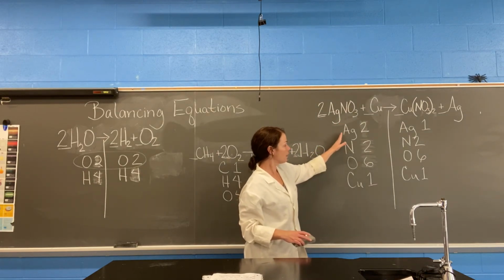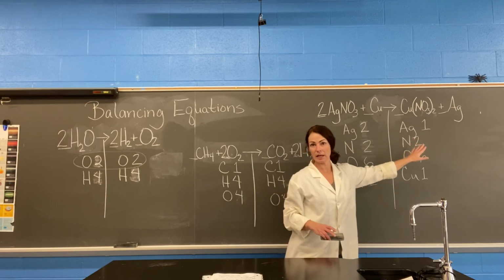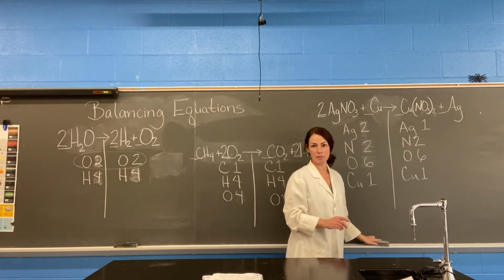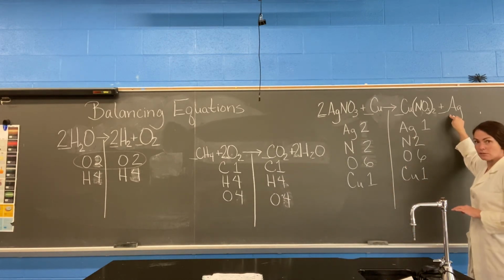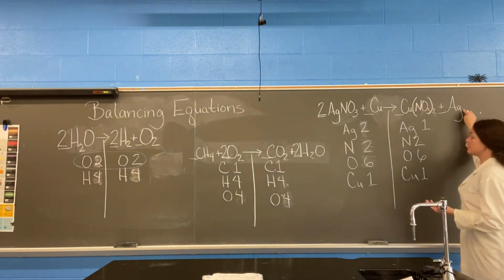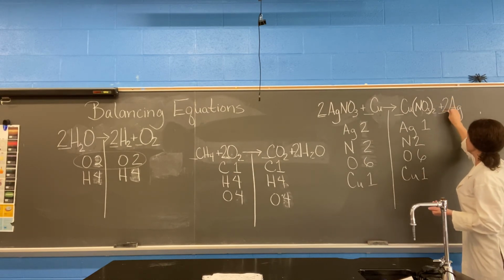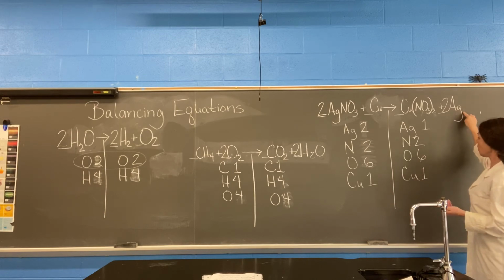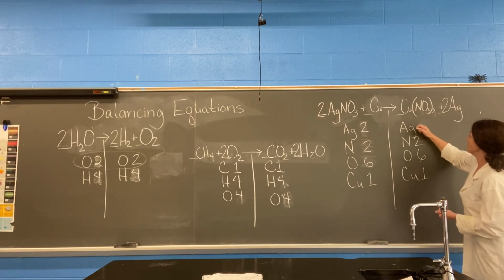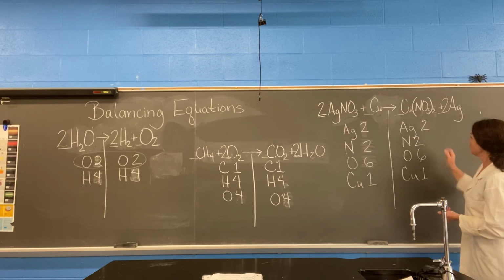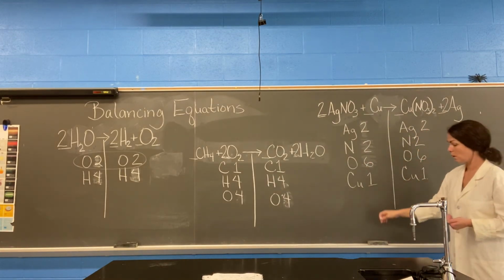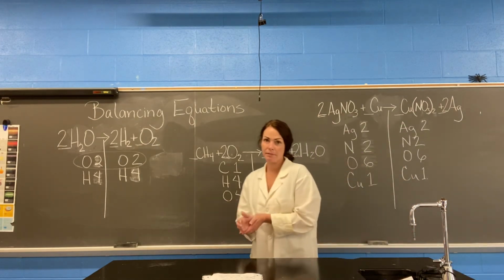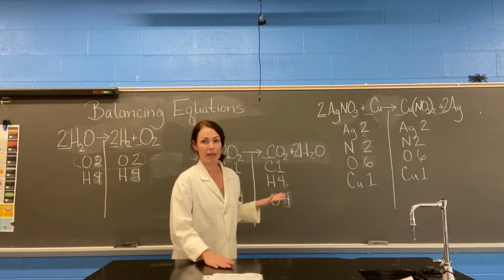We have more on this side than on this side. So this is the side we have to work on. We're going to increase the number of silver atoms. If I wanted to change this, we already have 1 atom of silver. So I'm going to place a 2 here, multiply it by the ghost 1, and I end up then with 2. So now we have 2, 2, 2, 2, 6, 6, 1, and 1. So that is now balanced. Hopefully this makes sense to you.